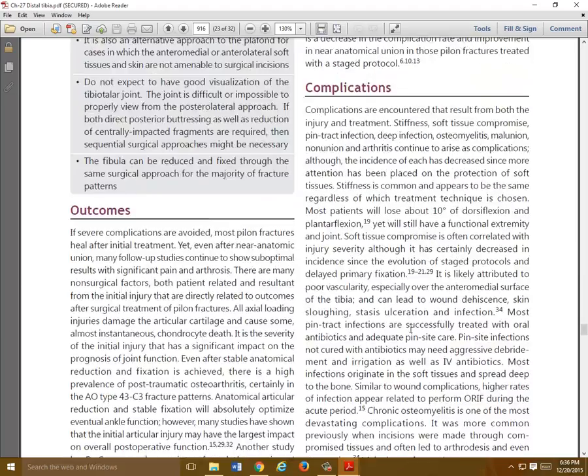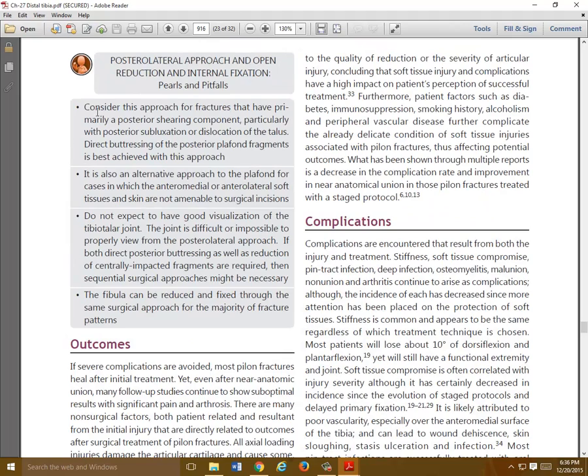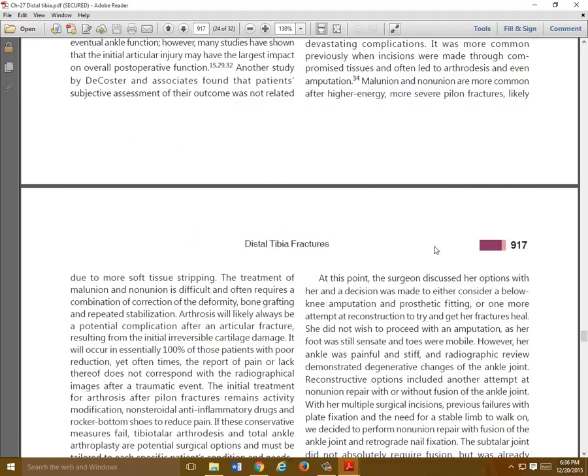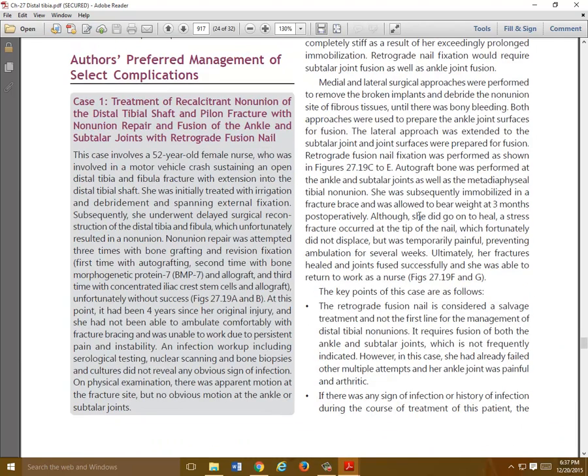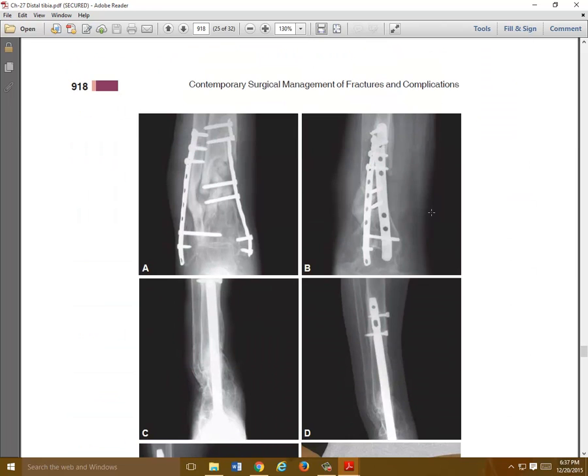Lots of tips and pearls. Remember, when you're reading these, really focus on these pearls and pitfalls and tips as you get through the section. And then there are some cases at the end of the chapter going over some select complications.